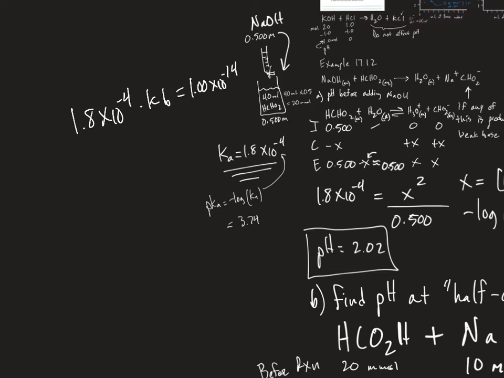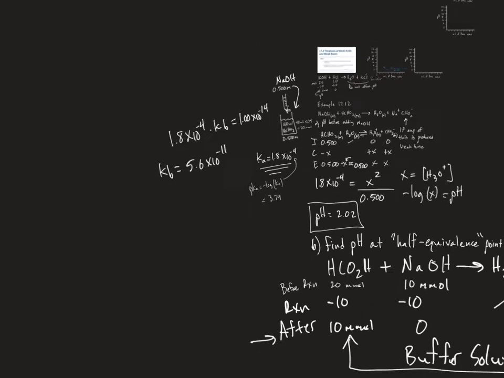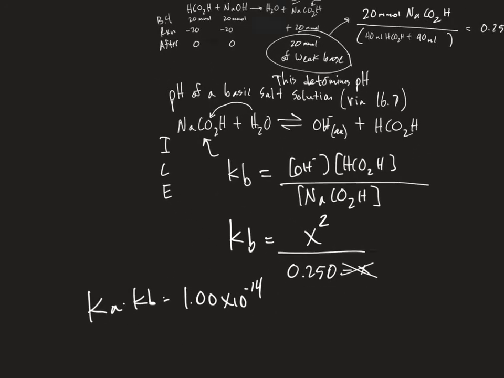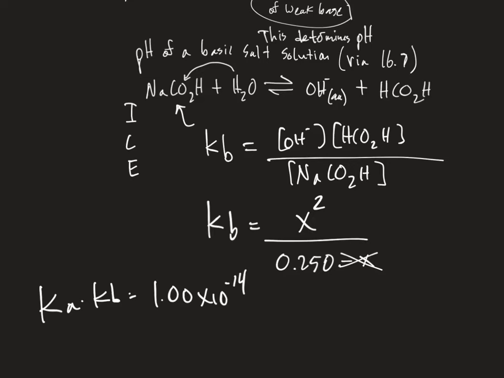All right, so if I divide both sides by 1.00 times 10 to the negative 4, Kb is going to be 5.6 times 10 to the negative 11. All right, that's an important number. That can now come down here.